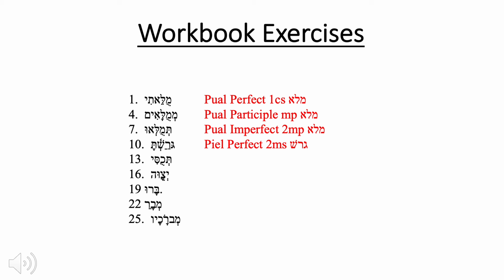Number 10 is a PL perfect. You'll notice there's no U-class vowel. We do have the tsere underneath the gimel because the resh has rejected the dagesh. We have the tav at the end indicating that it is 2MS. What about number 13?